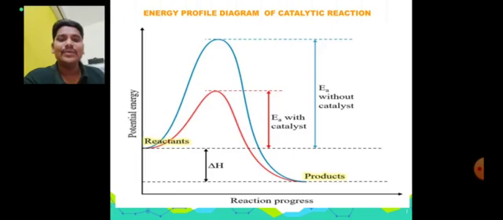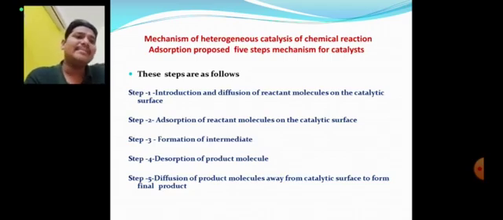That means we require the minimum amount of energy. That means it is an atom economy process, or a save-energy process. That's why they are beneficial to green chemistry principles. Okay, here is the mechanism of heterogeneous catalysis of a chemical reaction.